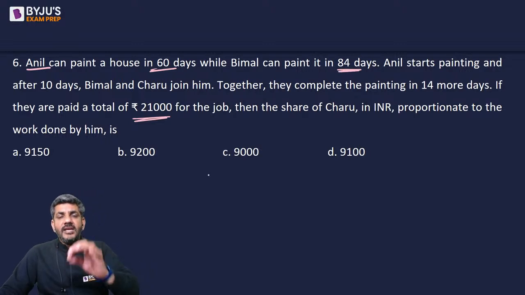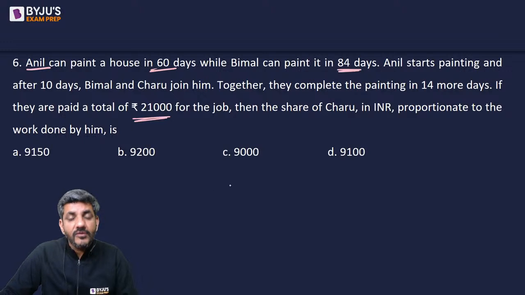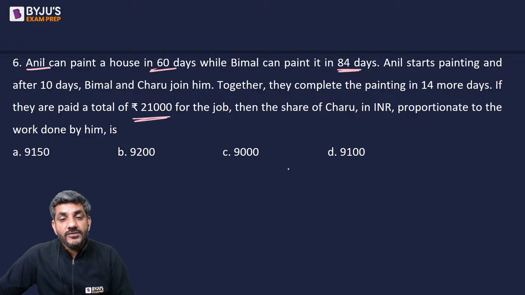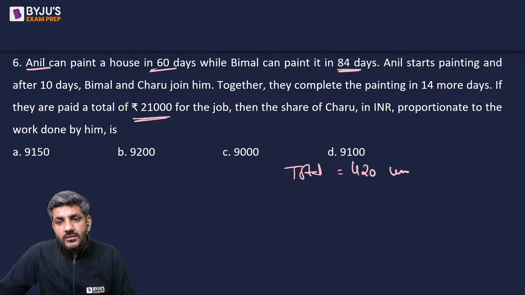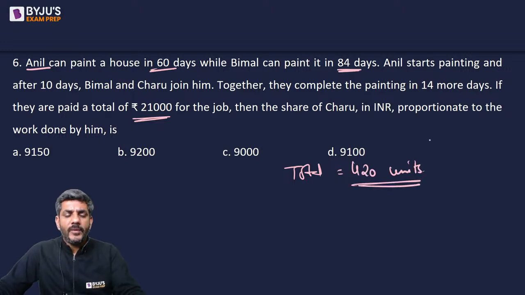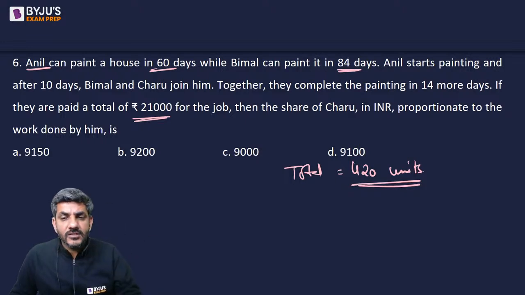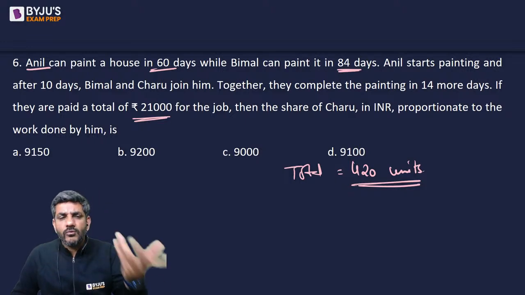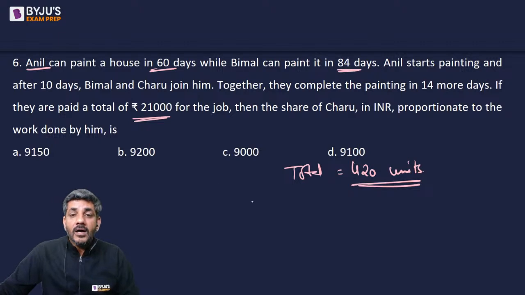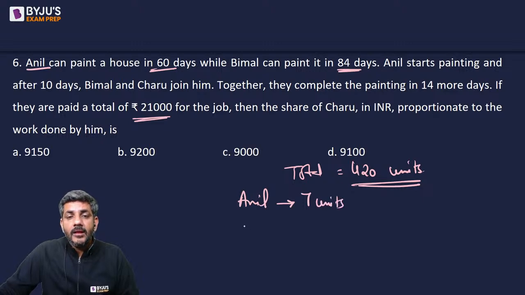So here he says that Anil can paint a house in 60 days, Bimal can paint it in 84 days. I'll straight away take the LCM of 60 and 84. The LCM of 60 and 84 is 420. Let us say the total house to be painted is equal to 420 units. How do you measure it? That's up to you. There are 420 walls to be painted. There are 420 bricks to be painted. There is 420 feet area which has to be painted. कुछ भी मान लो 420 है. Anil can paint these 420 units in 60 days. That means Anil can paint 7 units every day. Bimal can paint these 420 units in 84 days.